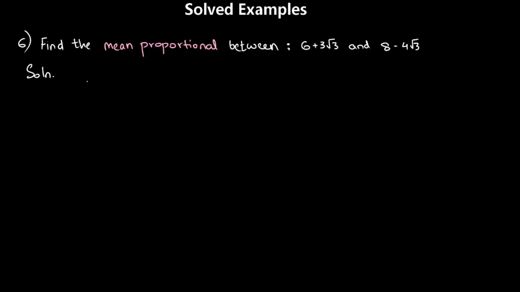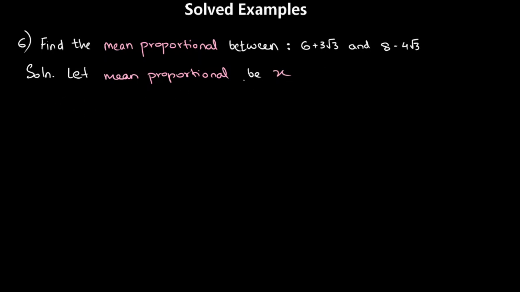So in this question we want to find the mean proportion between 6 plus 3 root 3 and 8 minus 4 root 3. Okay, so let's start by considering the mean proportional to be x. Since this is an unknown value, we'll consider that to be x. Now what does this mean?